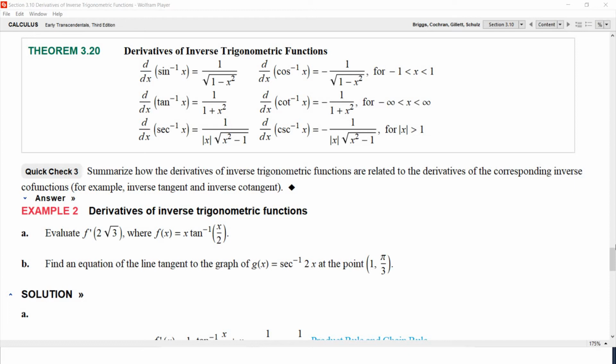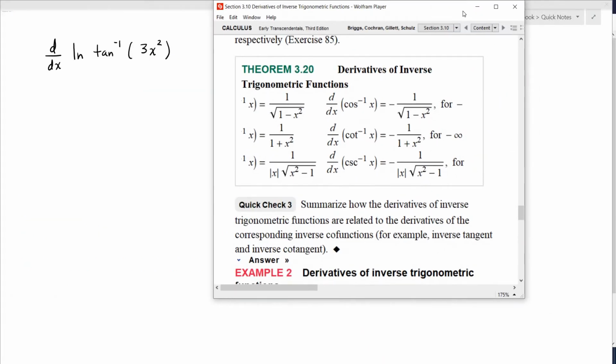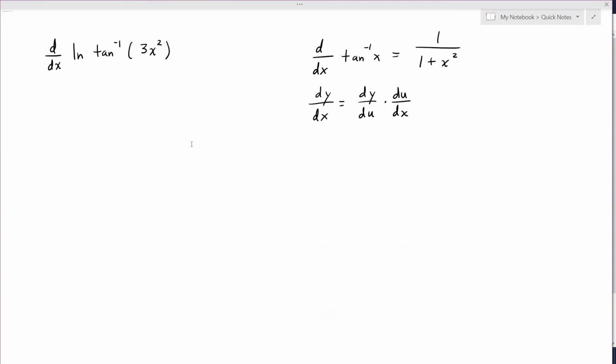Okay, so I just want to do an example where we use some of this. So let's say you wanted to find the derivative of the natural log of the arctangent of 3x squared. Now clearly you're going to have to use the chain rule here because this is a composition that occurs twice between 3 different functions.